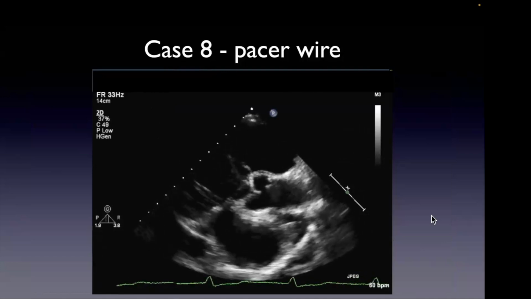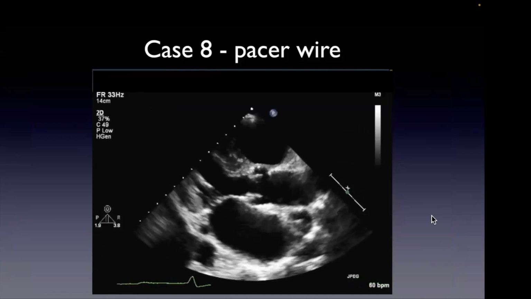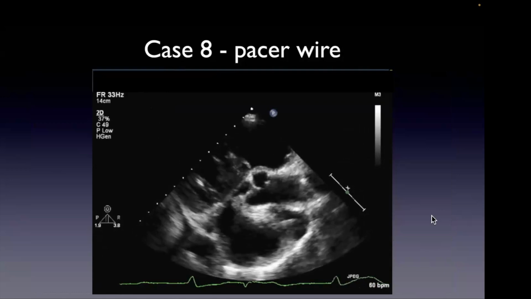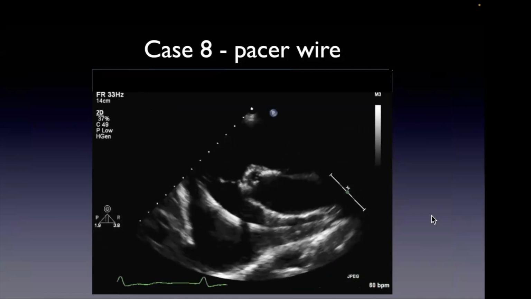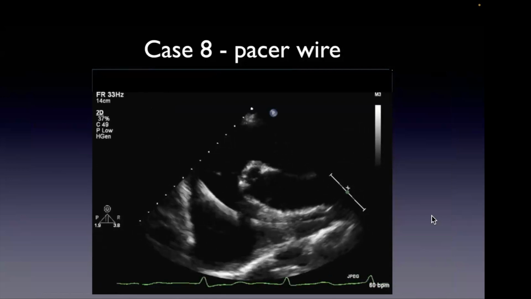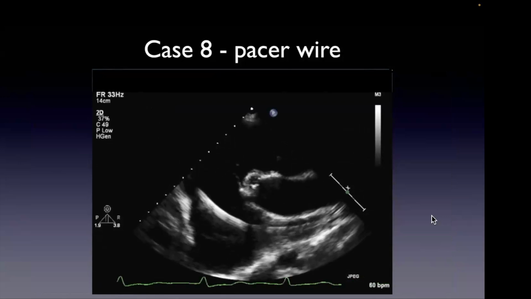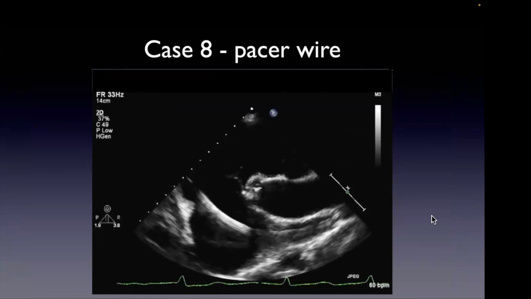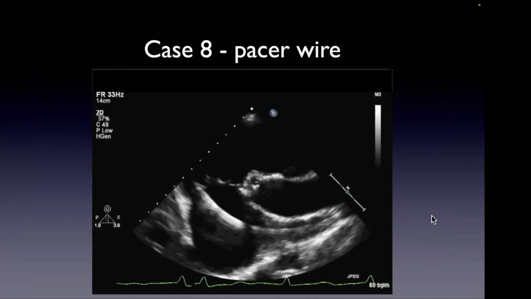So it's a sweep. What are we seeing here? It's the tip. SVC? Yeah, so pacer wire in the SVC. So just anatomic. There we go. So it's the wire in the SVC that we're seeing. It's an unusual location, but I guess things are kind of distorted. Patient has severe agitation.